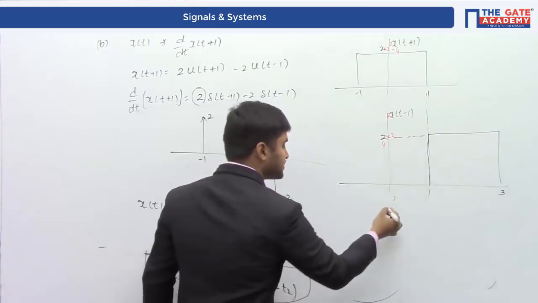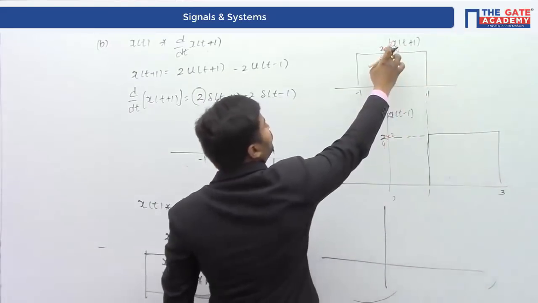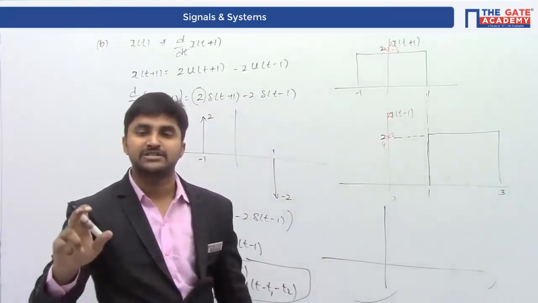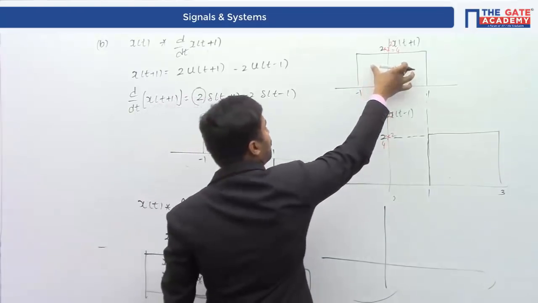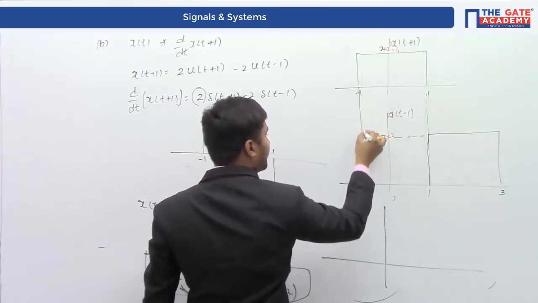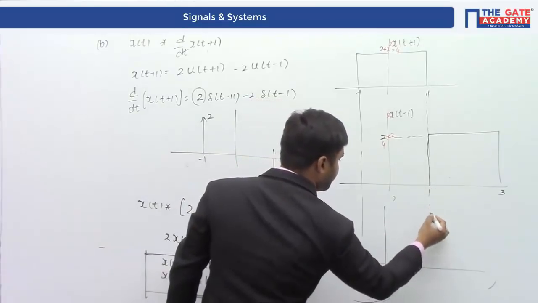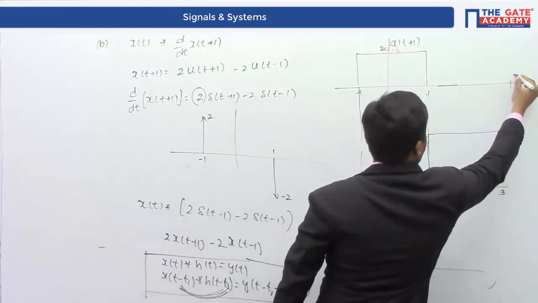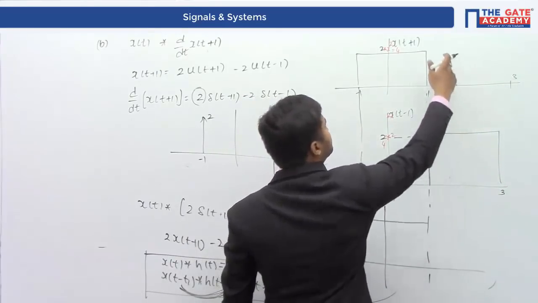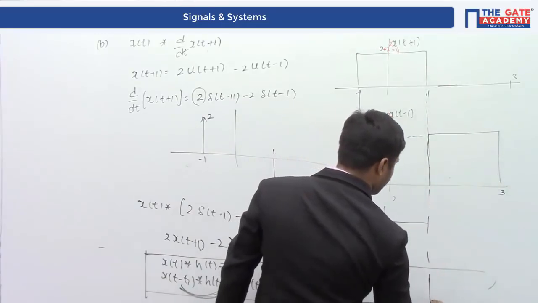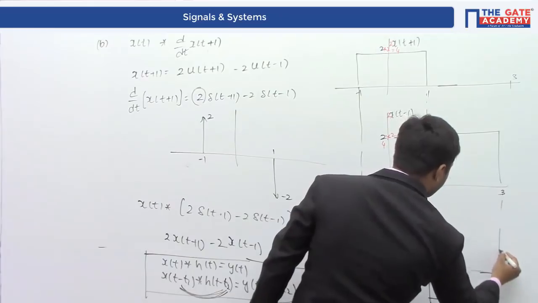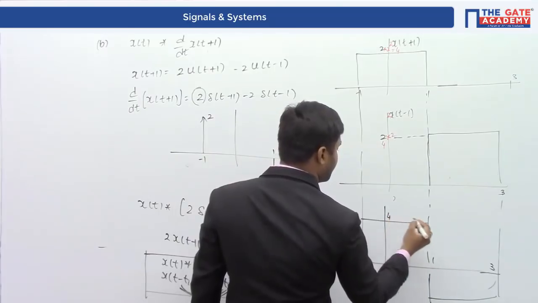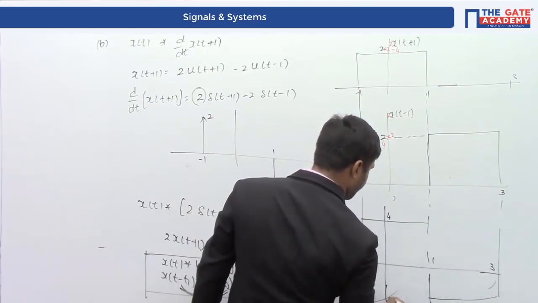So what happens if I subtract it? 2 into x of t plus 1 minus 2 into x of t minus 1 is nothing but 4 minus 0 between minus 1 to 1. Between minus 1 to 1, you have 4 units. And from 1 to 3, here it is 0 and here it is 4. 0 minus 4 is going to be minus 4. So from minus 1 to 1 you have 4, and from 1 to 3 you have minus 4.